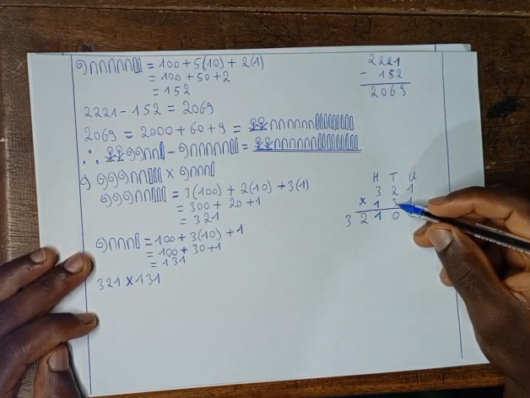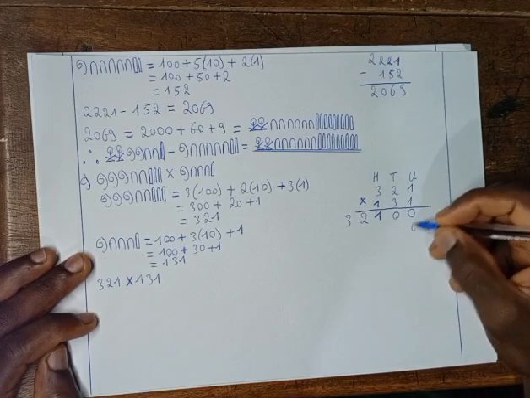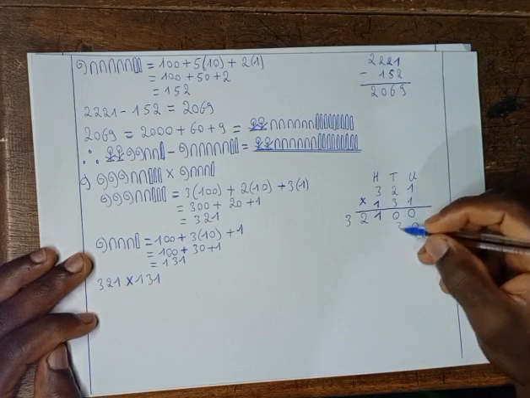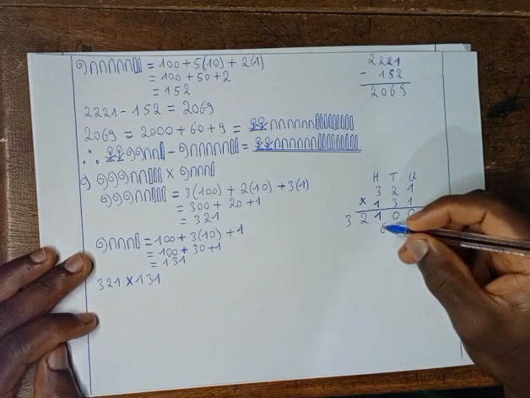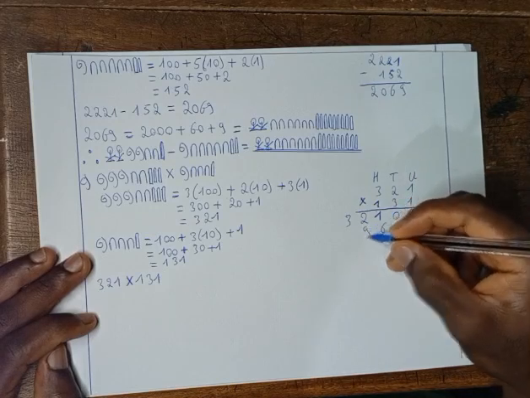Next, I'll move now to the next higher place value, 3. I have the digit 3 there under tens. So I'll place a 0 under units. 3 times 1 gives us 3. 3 times 2 gives us 6. 3 times 3 gives us 9.